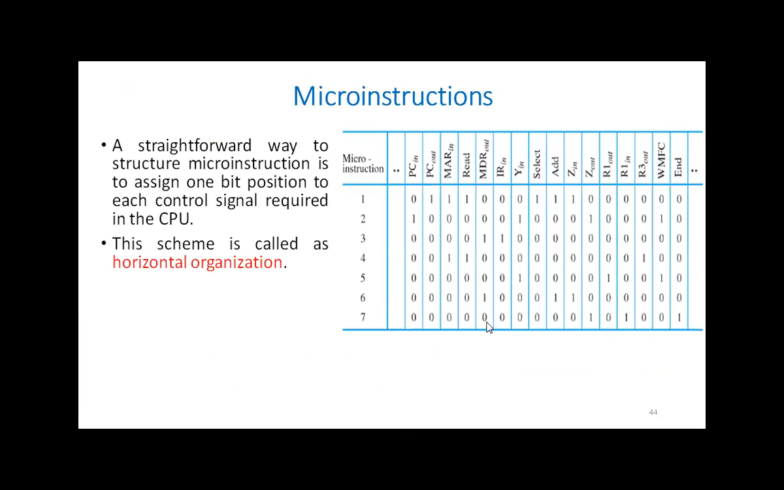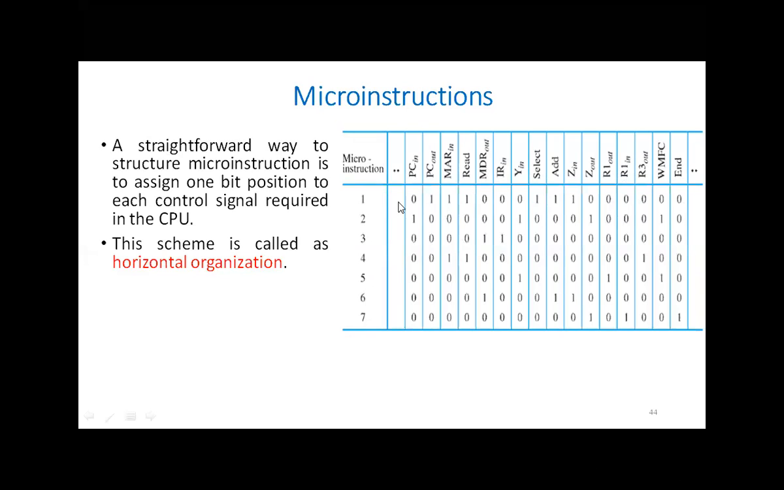The micro instructions in the control store are organized in two ways. One is horizontal organization, and the other is vertical organization. You can see this is horizontal organization. All these are the control signals, and these are the micro instructions. The first micro instruction is this one.